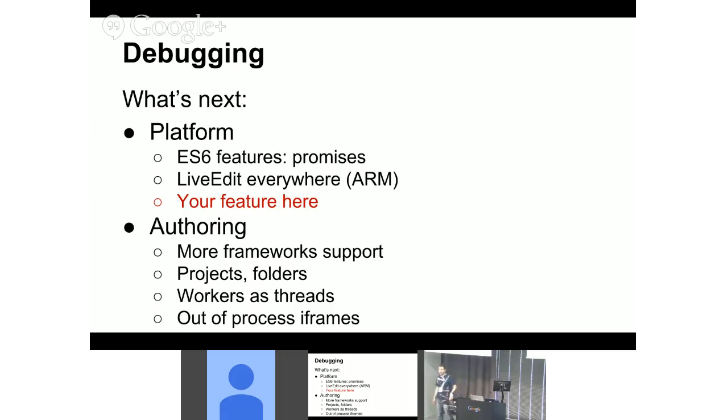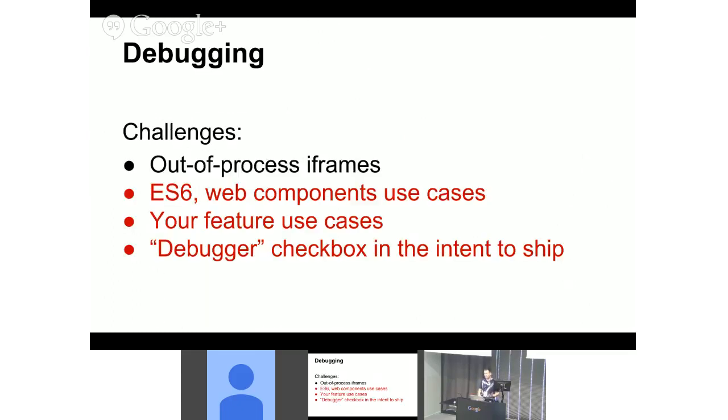Debugging is adding support for new features like promises, or continuing to work on existing features such as live edit, so that it works on ARM as well as it does, or as badly as it does, on other architectures. And it's supporting your features. Authoring, we will handle ourselves. We just need feedback there. We don't really need platform support there, but for the platform, we need plenty of support from your side.